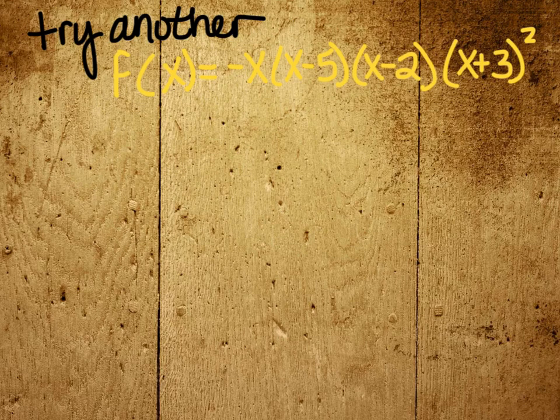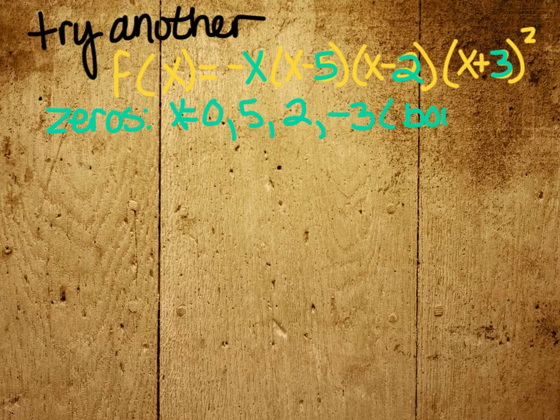First thing we want to do is find the zeros, and those are at x equals 0 for this one, 5 for this one, right? 2 for this one, and -3 for this one twice. So I'm going to write bounce. If we were asked what the multiplicities were, you could tell me that these 3 have a multiplicity of 1. This one has a multiplicity of 2.